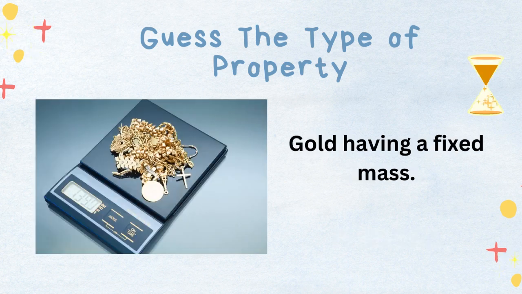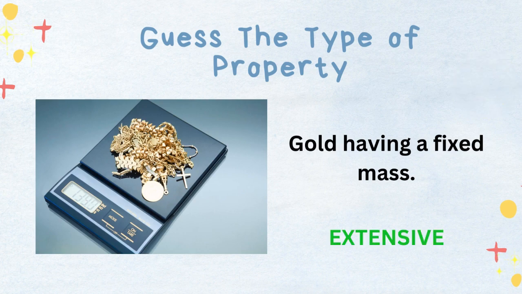Gold having a fixed mass. Extensive property. Gold having a fixed mass is considered an extensive property of material because it depends on the amount of material present. Extensive properties are physical quantities that depend on the size or quantity of a material. They are additive in nature, meaning that if you combine two samples of the same material, the total value of the extensive property will be the sum of the values of the individual samples.